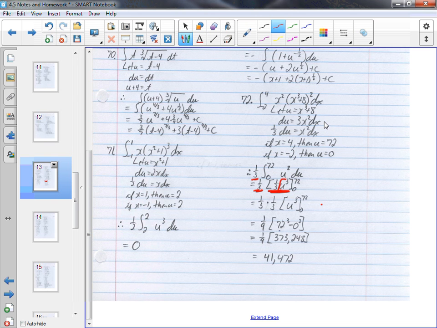Then we evaluate for 72, get whatever 72 cubed is, evaluate for 0, that's going to be 0. As everybody knows, 72 cubed is 373,248. That's one you had memorized, right? Yeah. Okay. And then, as everybody knows, that divided by 9 is 41,472. Does 72 make sense?